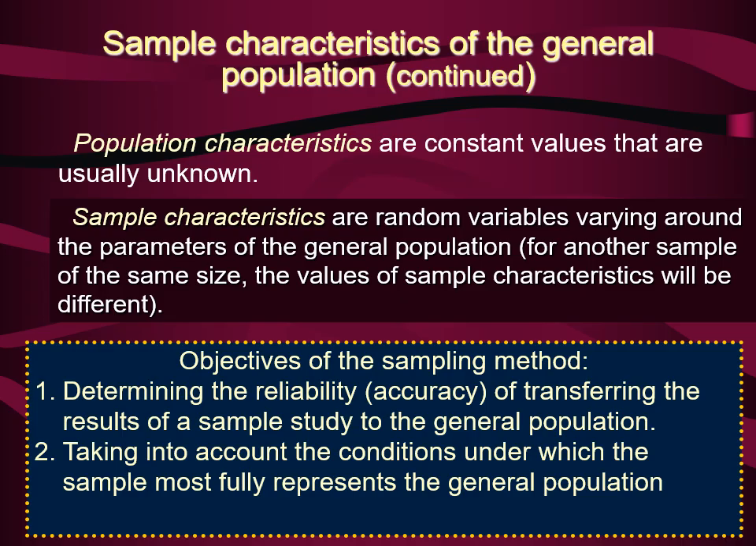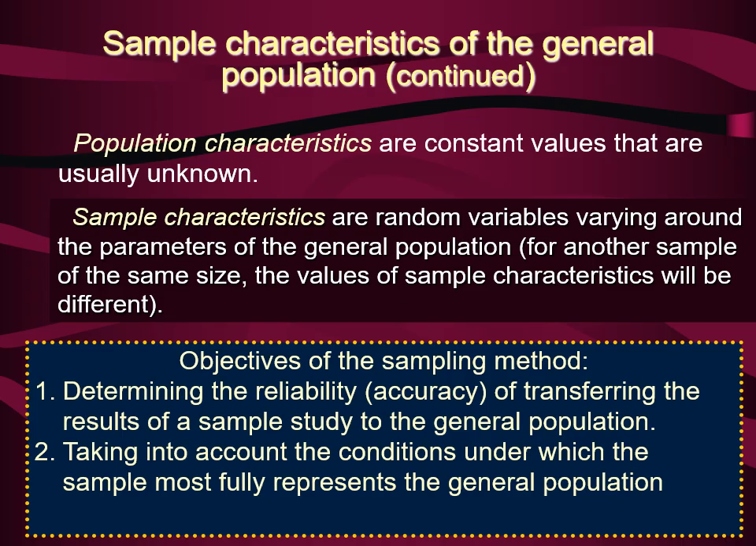Sample characteristics are variables. These are quantities that vary around the general average value. In other words, it may be a little more, a little less, but the size of this little bit is included in the definition of this size. This deviation is included in the tasks of the selective method.